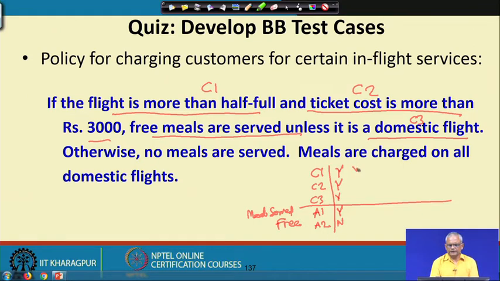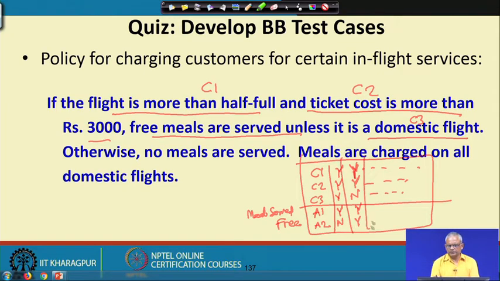Similarly, if it is more than half full and ticket cost is more than 3,000, but it is not a domestic flight, then a meal is served and also it is free, and so on. We can find all possible combinations of the conditions, and each of the columns here will become a test case.